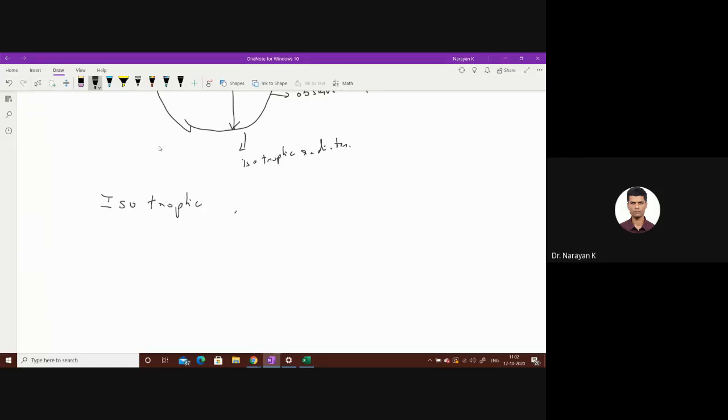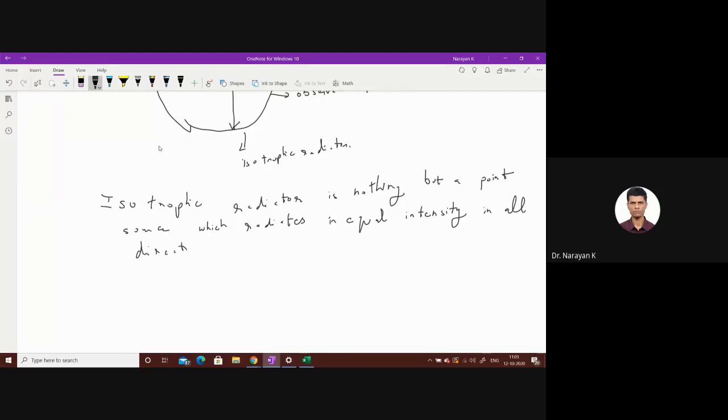An isotropic radiator is nothing but a point source which radiates in equal intensity in all directions.